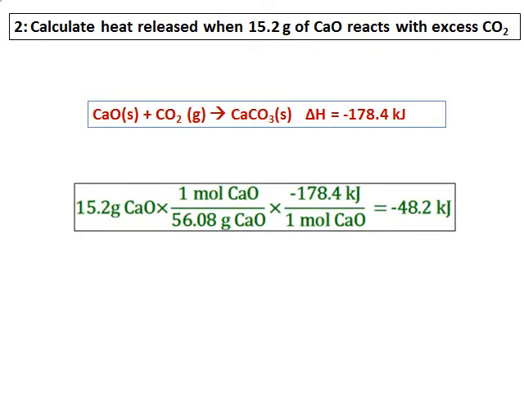The next one, in this case, we are asking you for the mass. Calculate the heat released when 15.2 grams of calcium oxide reacts with excess carbon dioxide. Since excess is given, no need to calculate any limiting agent. The equation given, calcium oxide plus carbon dioxide giving you calcium carbonate, is already balanced, and the heat released is negative 178.4 kilojoules. Start with grams of calcium oxide, convert that into moles of calcium oxide using the molar mass of calcium oxide, then convert that into joules using the equation.